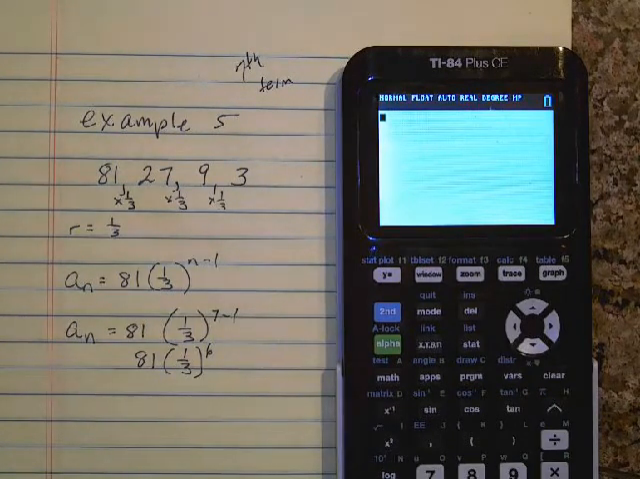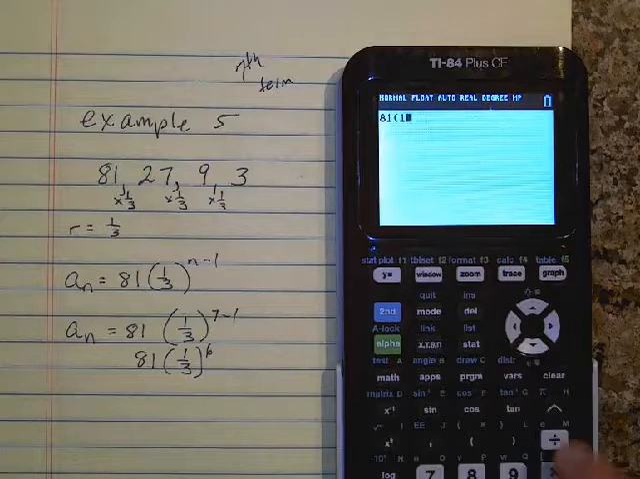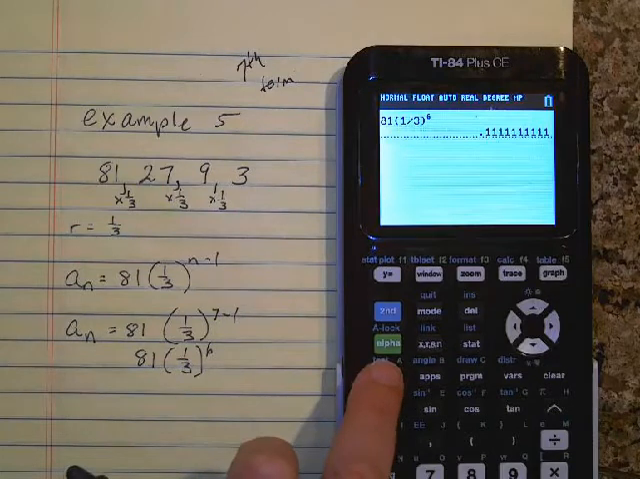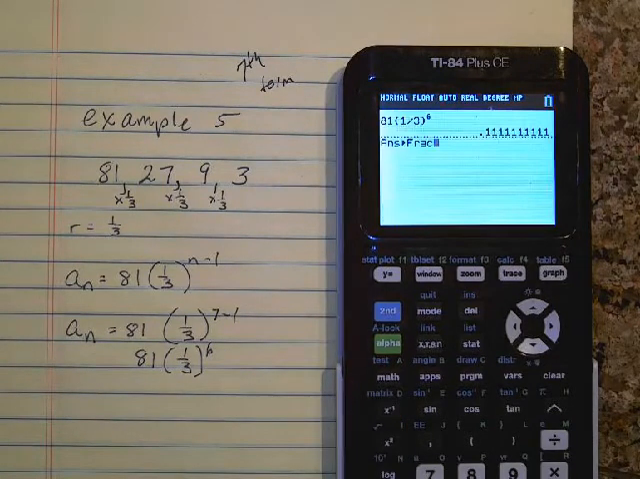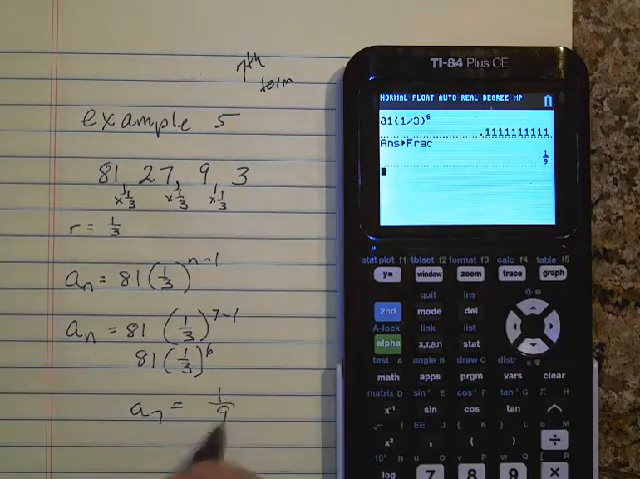And I'm just going to type that straight into my calculator. So 81 parenthesis 1 divided by 3, or you can use the fraction key, whichever you prefer, to the 6th power. And then I get some decimal. I like, since the ratio is in terms of a fraction, to turn it back into a fraction, so I'm going to push math 1. And I can see that the 7th term would be 1/9.